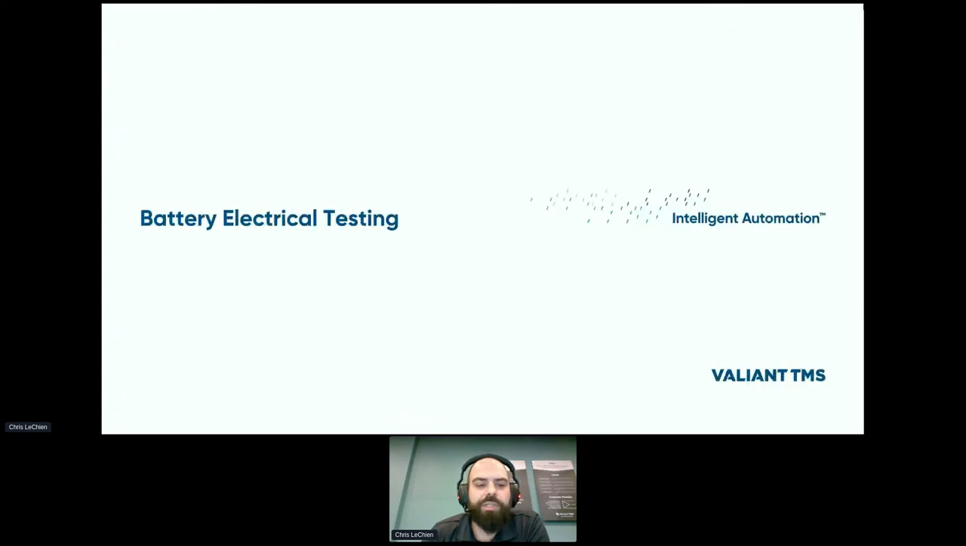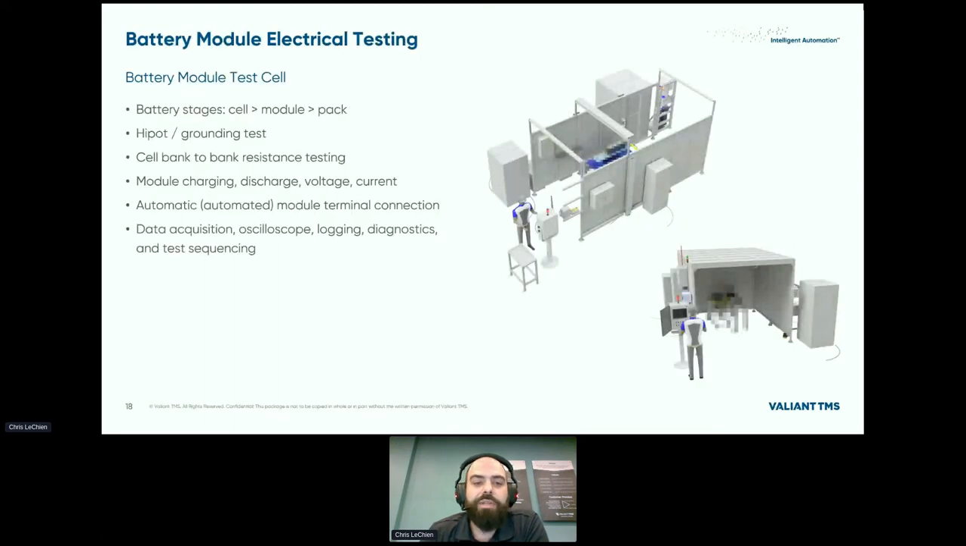So moving on to battery electrical testing. For the sake of time, I'm probably not going to get too in-depth on any of the next few topics. Just so everyone is on the same page with the terminology: the battery cells are the small lithium ion cells that are manufactured typically by LG or Samsung or any of the other battery manufacturers. Then the vehicle OEMs take those, arrange them in certain configurations into different modules, and multiples of those modules are grouped together to create the battery pack.